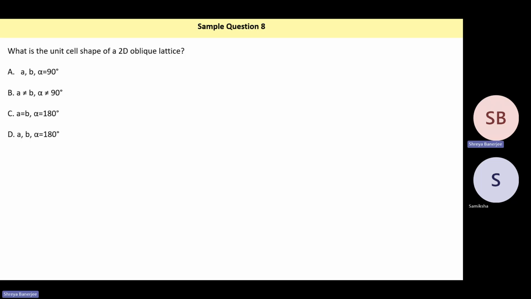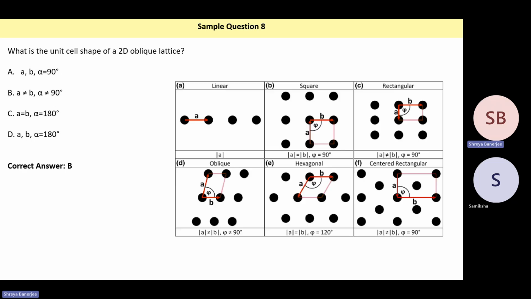Then this is a question: what is the unit cell of a 2D oblique lattice? This was not covered in the text, but it is covered here. So a 2D lattice can be square, rectangular, hexagonal, but there is also another kind called oblique, where the two sides are unequal and the angle is also not 90 degrees. So that is option B. Like you are remembering the different Bravais lattices, you can also remember the different 2D lattices and the parameters.